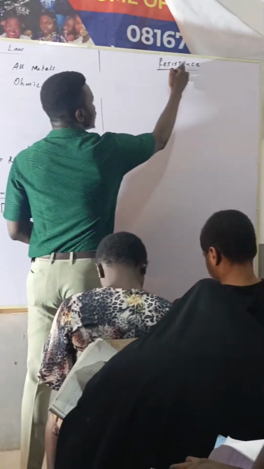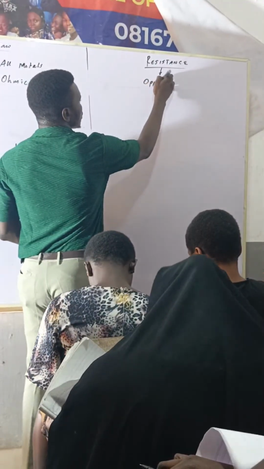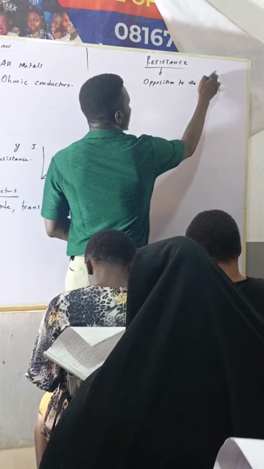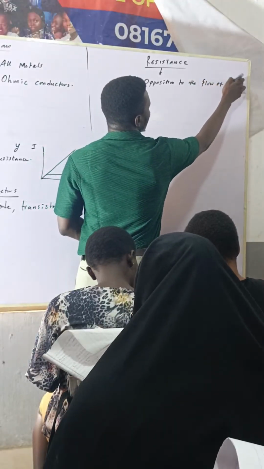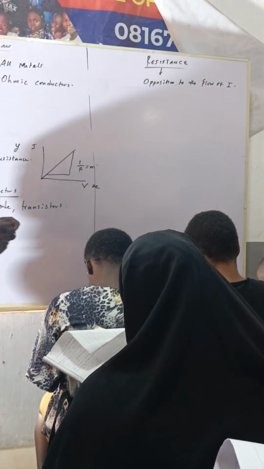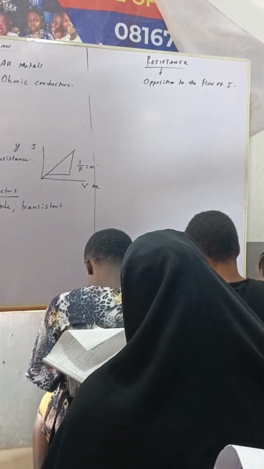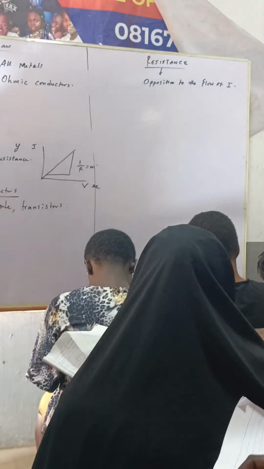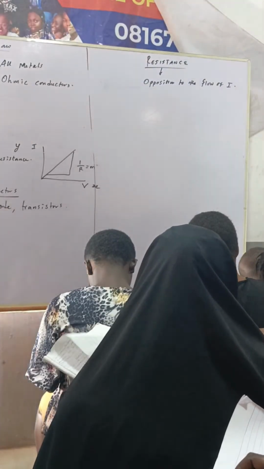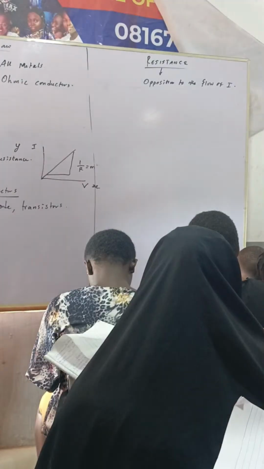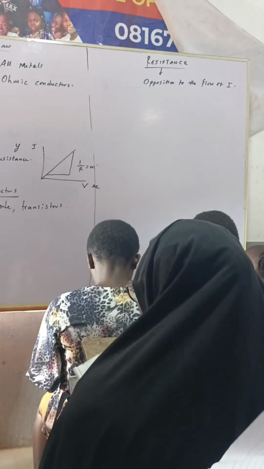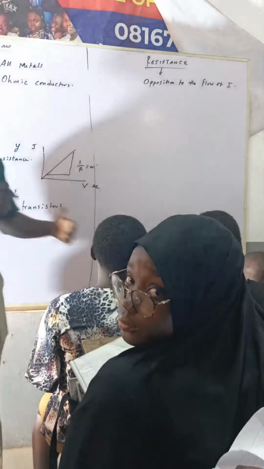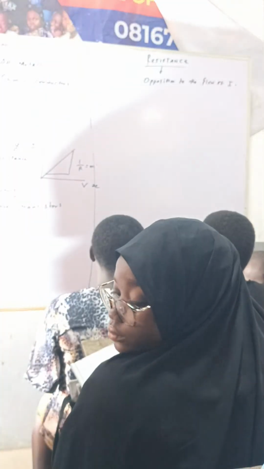Resistance is simply defined as the opposition to the flow of current. Opposition to the flow of current, that is what we call resistance. The word resistance means to resist something. Just like the same way I explained capacitors, I will explain some things to you now, and most times questions come out around here. Resistance opposes the flow of current.